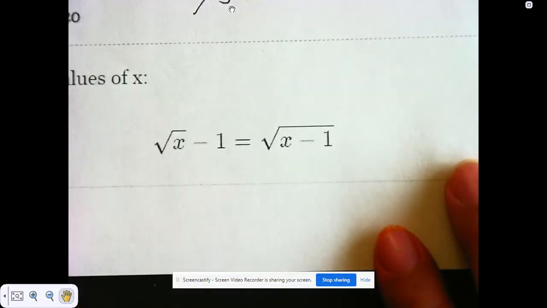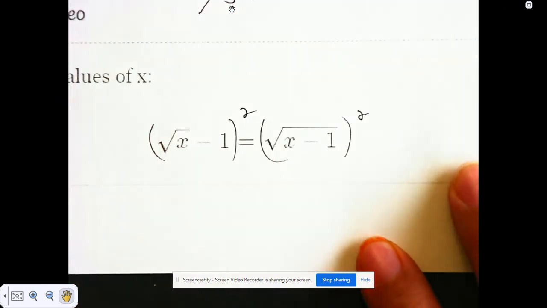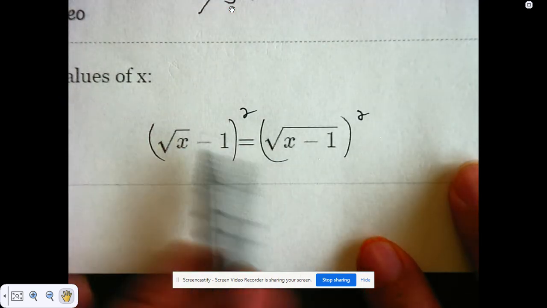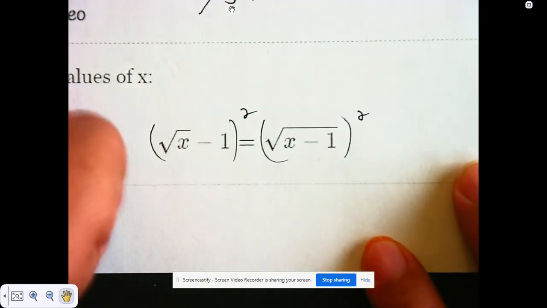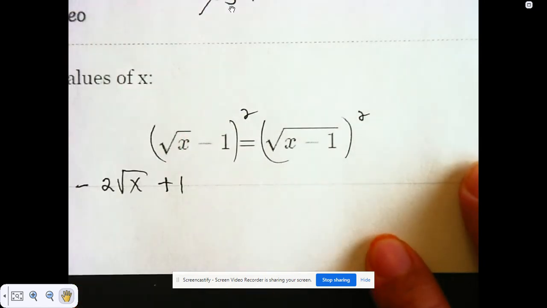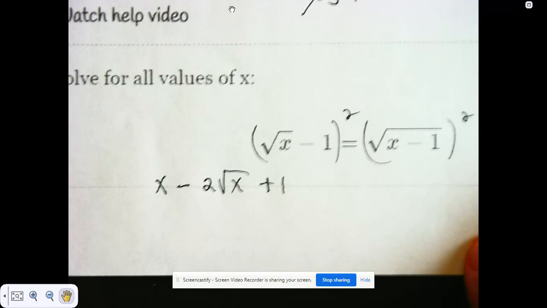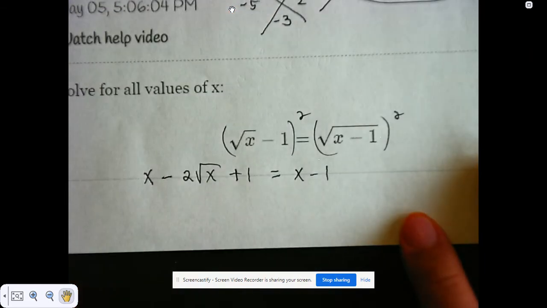And the last one, we get now this. So the square root of x minus 1 equals the square root of x minus 1. So first I've got to square both sides. If I square this, the square root of x squared is going to give me x, right? Minus 2 square root of x, multiply this 3, and then plus 1, right? So that's going to be the square of that. And then when I square the square root of x minus 1, it's going to be x minus 1.